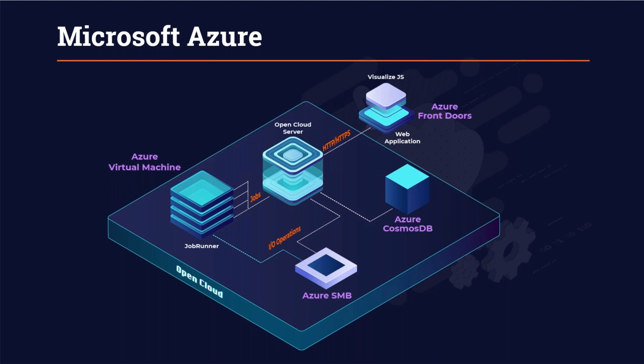Azure SMB is used as the file system. Azure Cosmos DB is used as the database, and Azure Front Door is used on the client side as the entry point for the client side. Briefly, that's it, and it's also an approved solution.